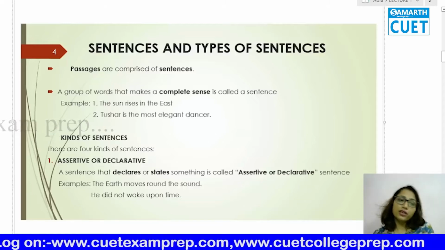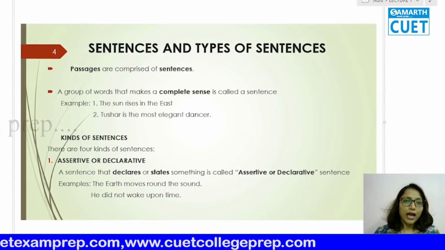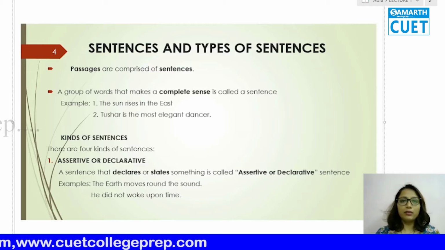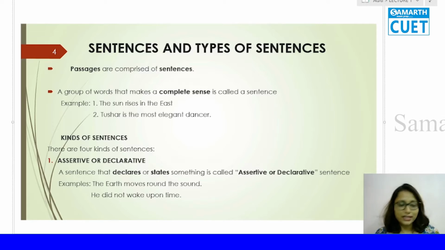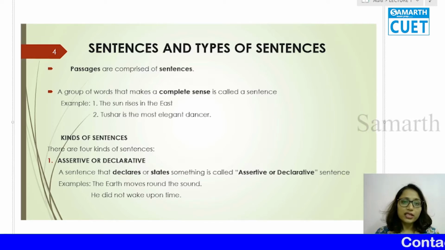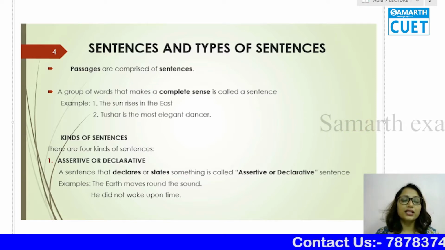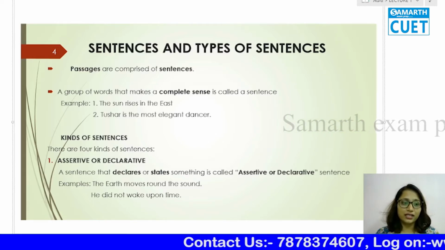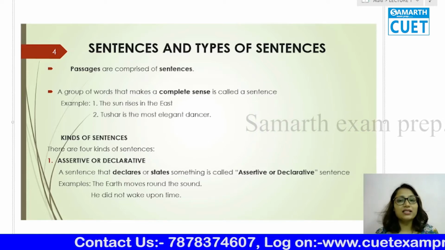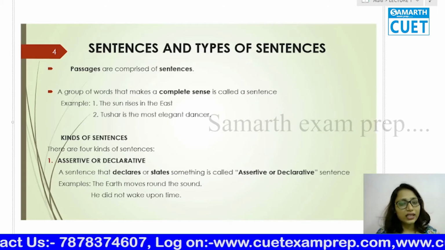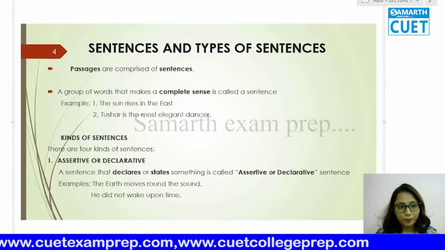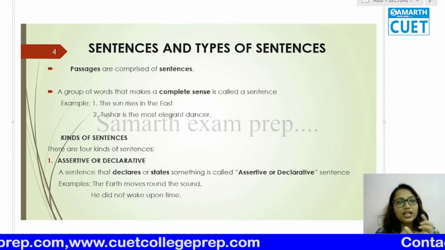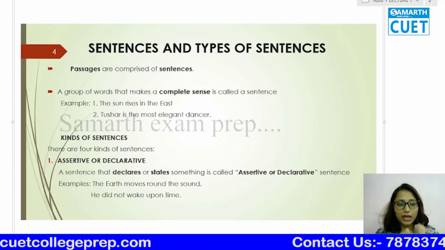So let's move to our first topic, that is sentences. So what exactly is a sentence? Everyone can make a sentence, but what exactly is the meaning of a sentence and why we are reading sentences we are going to discuss in this slide. Why we are studying sentences is because passages are composed of sentences. Basically, many sentences make a passage. When you are given a passage in an exam and asked certain questions on it, it becomes comprehension. So that's why we are dealing with the very basic part, the sentence.